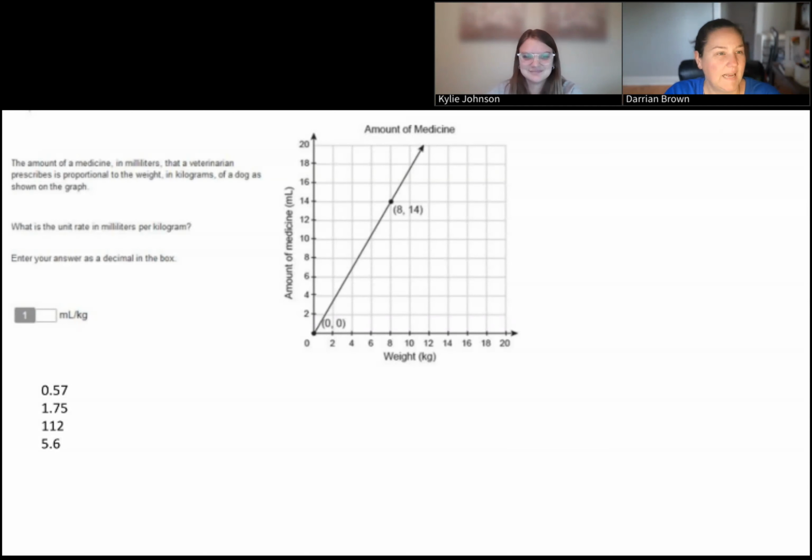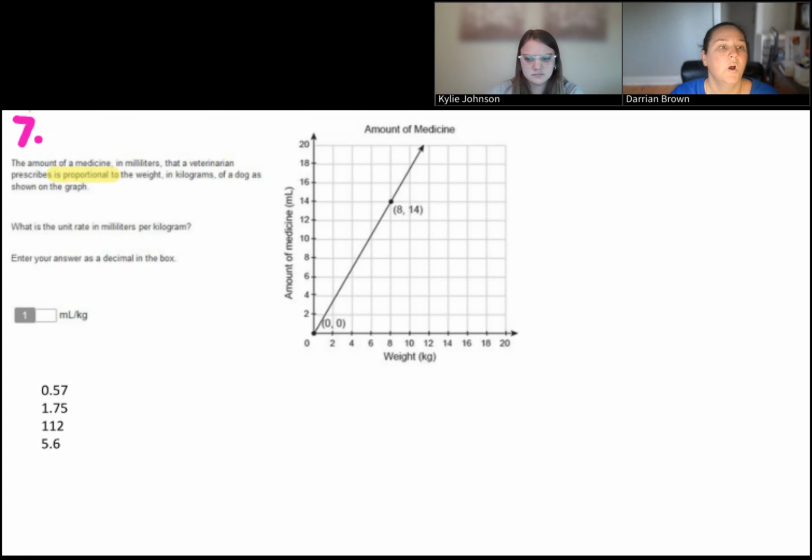This is slide 8, which is going to be like number 7 on your test. And we've got another graph here. This graph, well, let me read it first. The amount of a medicine in milliliters that a veterinarian prescribes is proportional. That's important. Let's highlight that. It is proportional to the weight in kilograms of a dog as shown on the graph. So that means our graph is proportional.